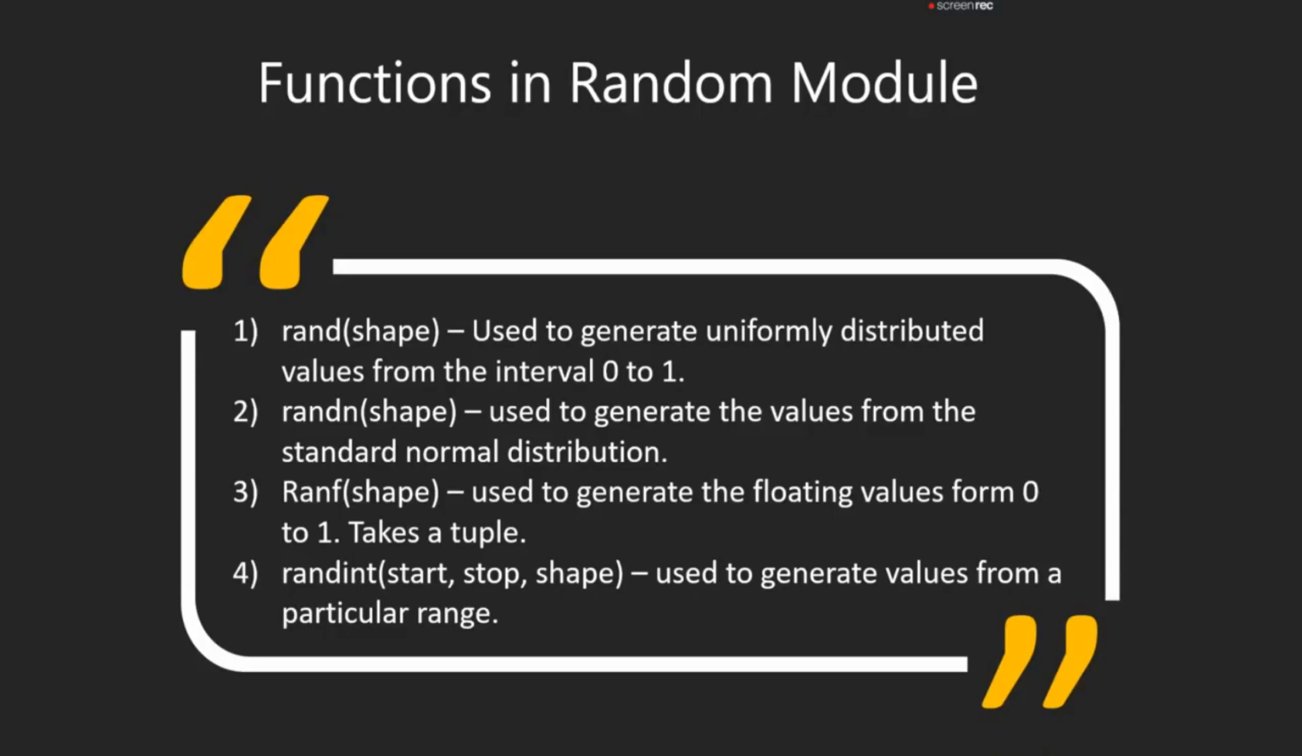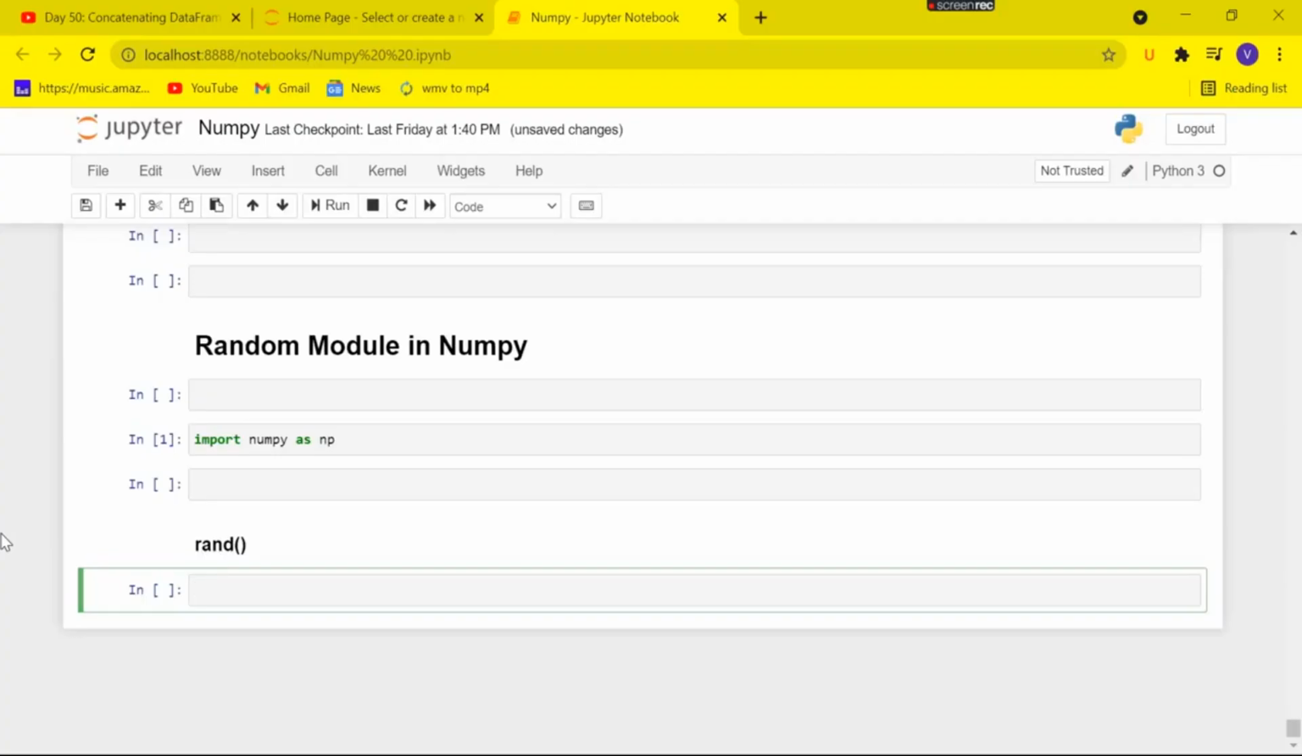The rand function takes only one parameter, that is the shape of the array we want, and it is used to generate uniformly distributed values from the interval 0 to 1. In order to create an array using the rand function, firstly we must call numpy, then call the random module, and then our function.